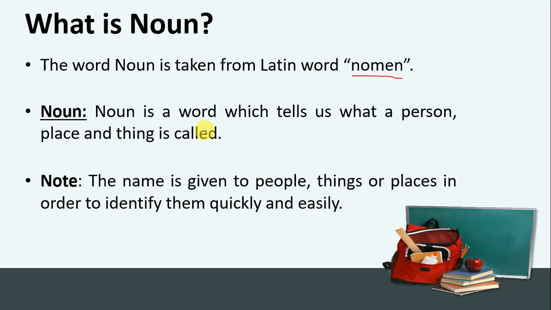The question that arises here is why do we have names for everything? Why do we have a name for every person, every place and everything in order to identify them? To answer this question, I would like to tell you that in order to identify the people easily, quickly and without any problem, without confusing people, we should say the name.